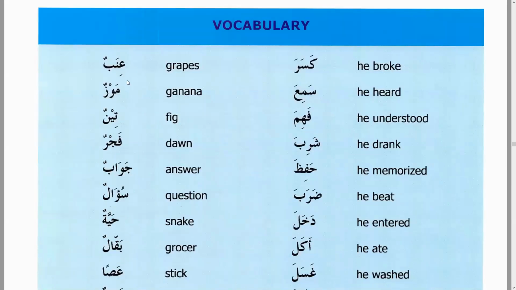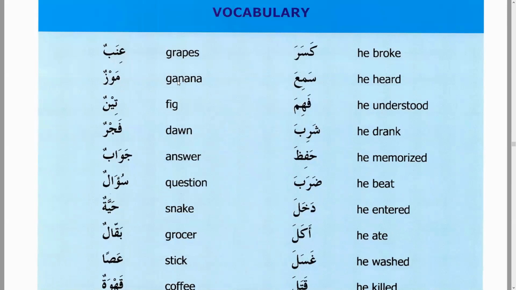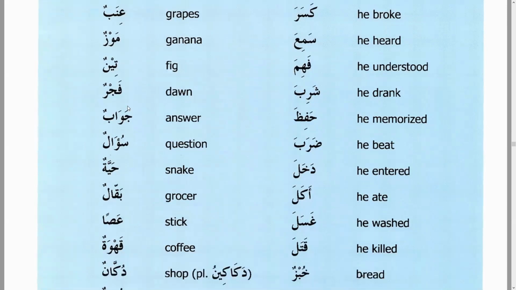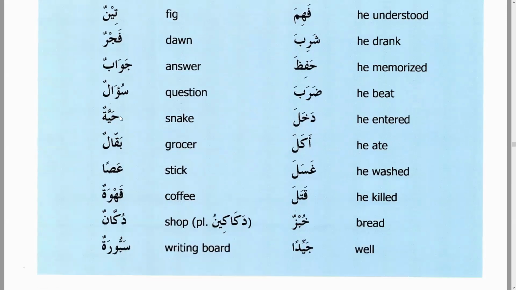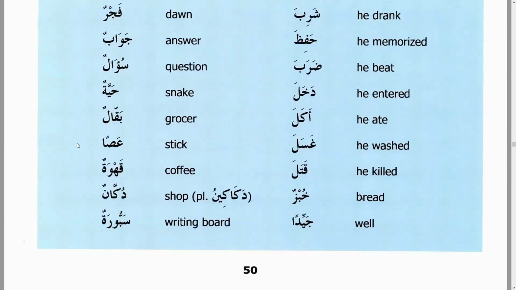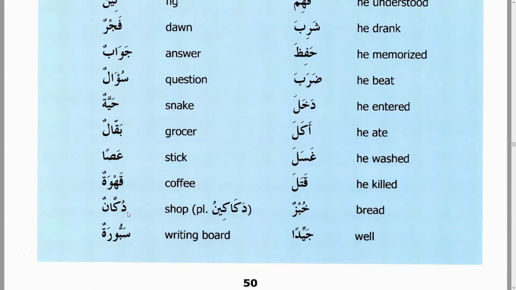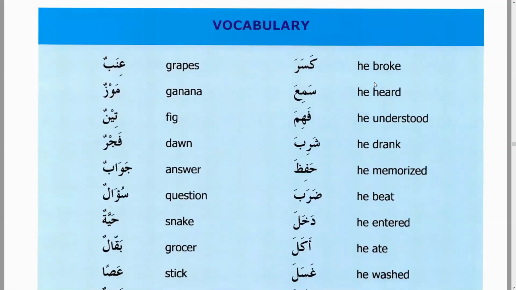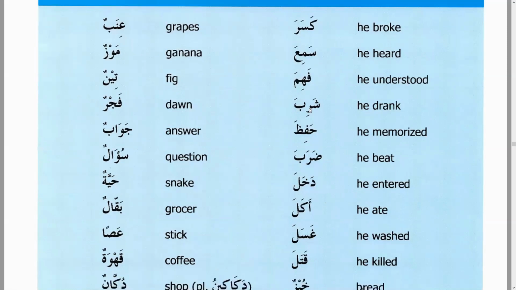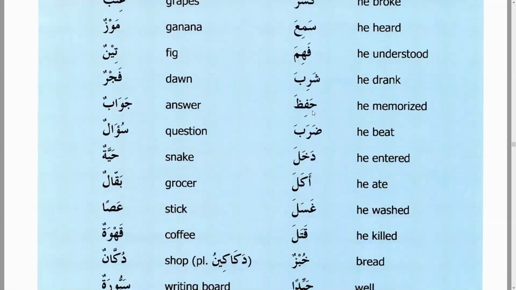And these are the verbs and vocabulary again. Ainabun, grapes. Mawzun, it's banana, not ganana. Teenun, fig. Fadrun, dawn. Jawabun, answer. Sualun, question. Hayatun, snake. Baqqalun, grocer. Asa, asan, stick. Qahwatun, coffee. Dukkanun, shop, the plural is dakakinu. Saburatun, a writing board. Kasara, he broke. Sami'a, he heard. Fahima, he understood. Shariba, he drank. Hafida, he remembered.